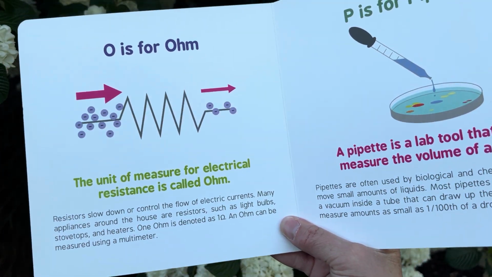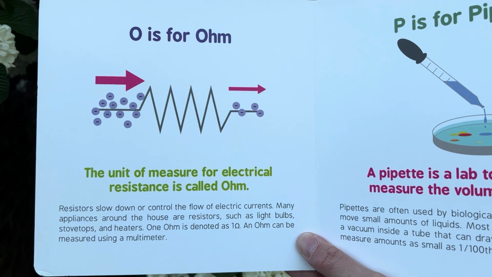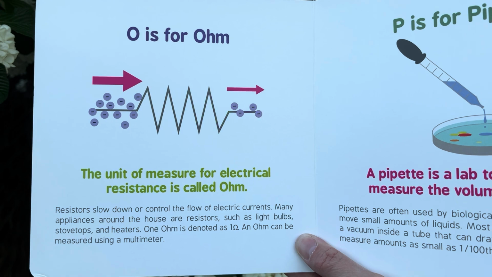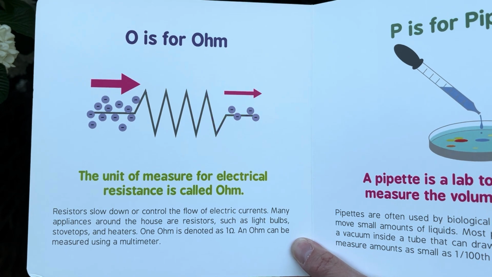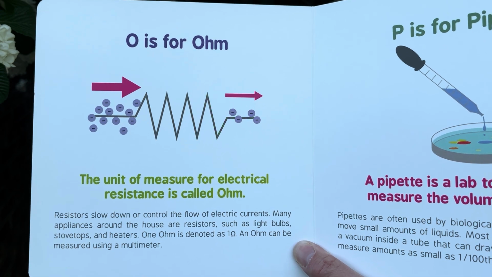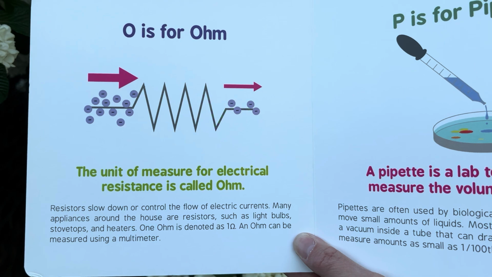O is for ohm. The unit of measure for electrical resistance is called ohm. Resistors slow down or control the flow of electric currents. Many appliances around the house are resistors, such as light bulbs, stovetops, and heaters. 1 ohm is denoted as 1 in that symbol. An ohm can be measured using a multimeter.